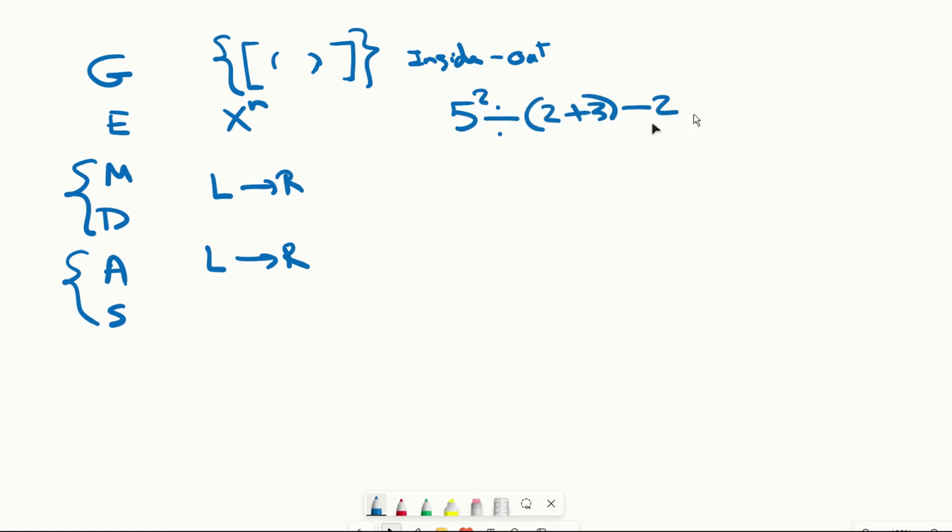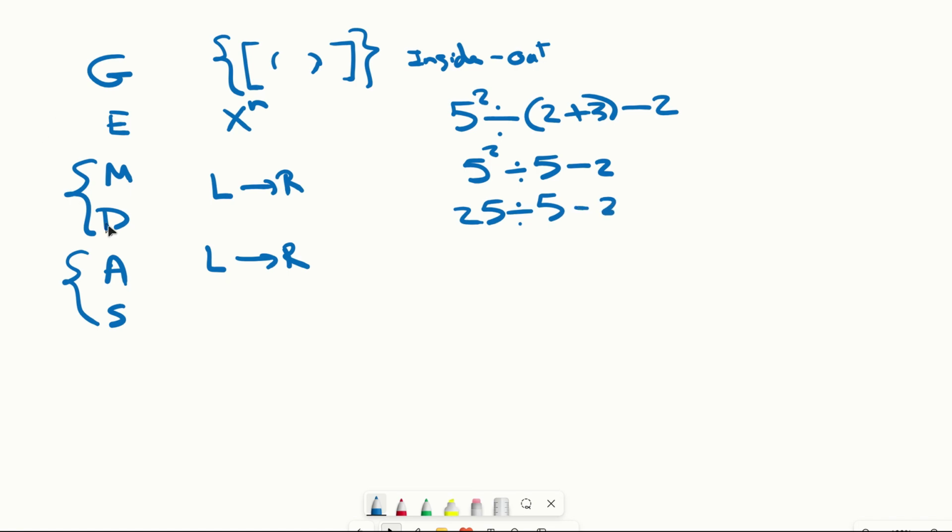Okay, what if we were to do this problem? In this case, we have a grouping symbol, and we'll take care of the operation within. So we have 5 squared divided by 5. I can drop the parentheses now because they've served their purpose, minus 2. Now, moving down the order of operation priority list, we move on to exponents. So we take care of the 5 squared, which is 25, divided by 5 minus 2.